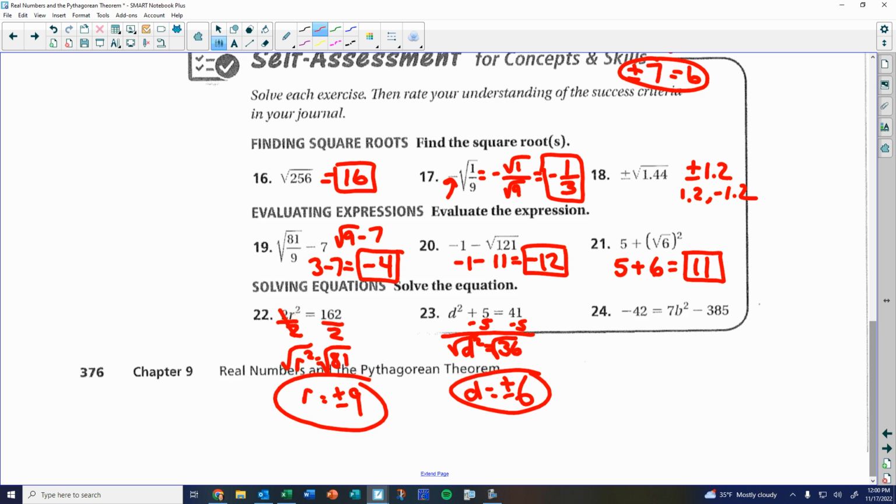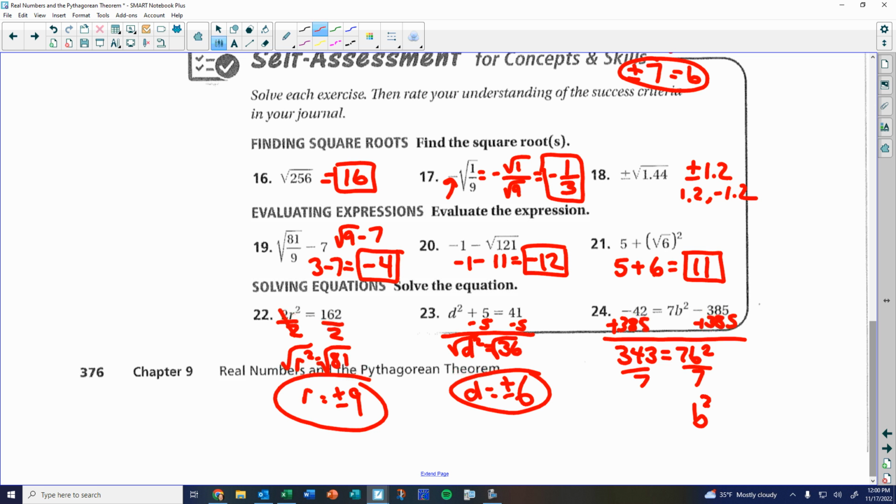And then 24. Well, I got to do this minus 385 first. So the opposite of minus 385, I'm going to add it, right. So when I add 385 to negative 42, I get 343. Now I got a number in front. I got a 7 in front of b squared. How do I get rid of that 7? Divide it, right?